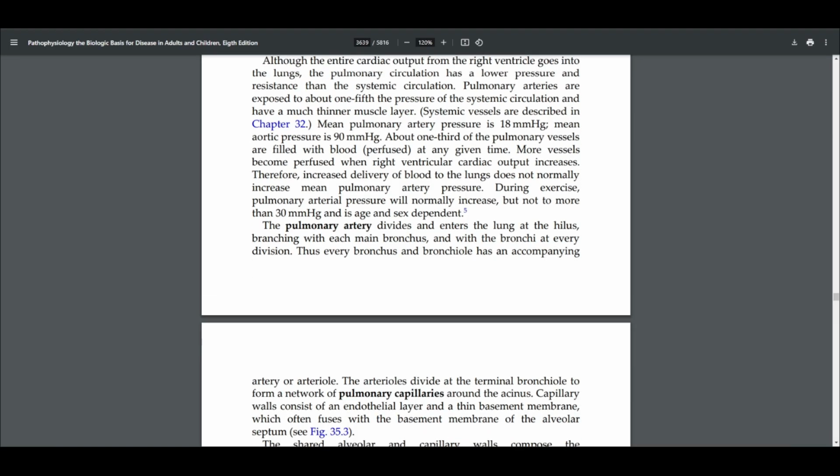Numbers that you should remember: the mean pulmonary artery pressure is 18 during rest, and it is not more than 30 with exercise.